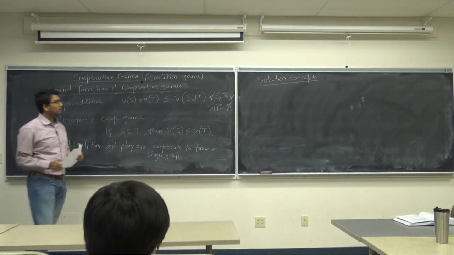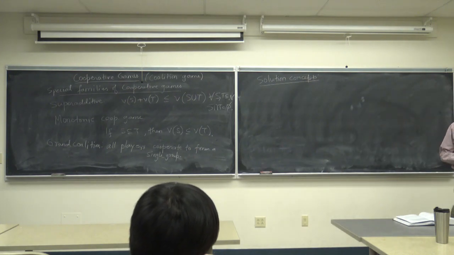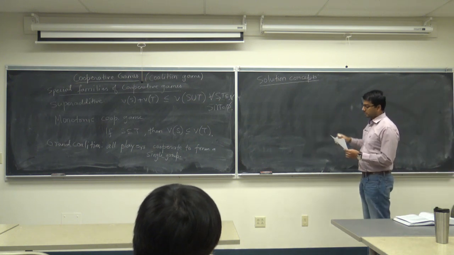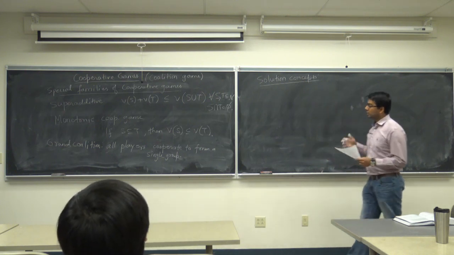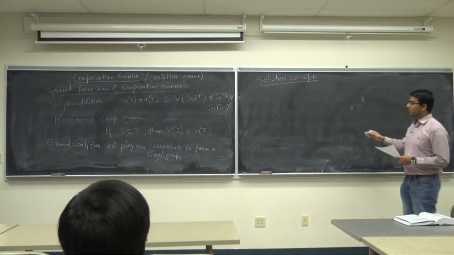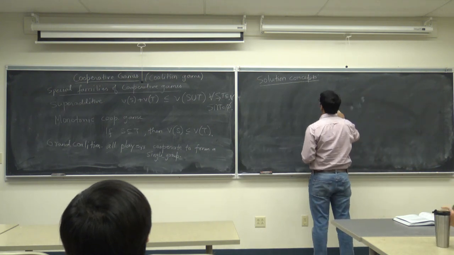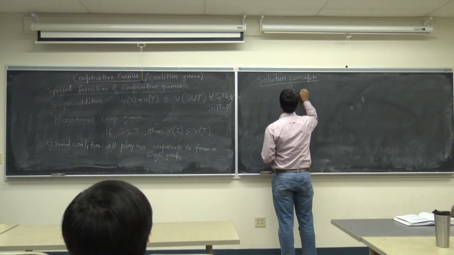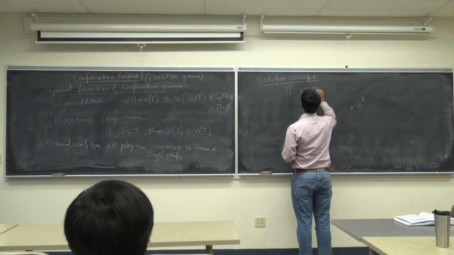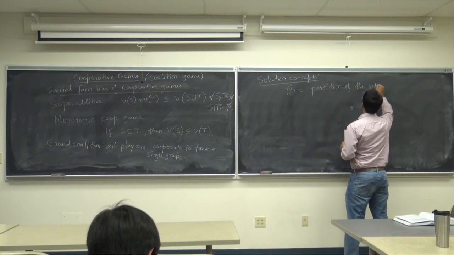This topic of cooperative games was actually studied by von Neumann and Morgenstern in their book on game theory. But of course, the theory was developed much after that. They studied a little bit of it, but later on, a lot more was done in the field of cooperative games. And Nash also had some contribution to these solution concepts. So to begin this topic, let's consider a partition of the set N.